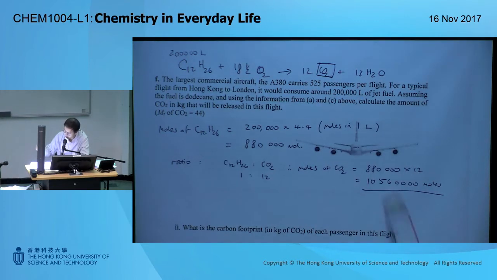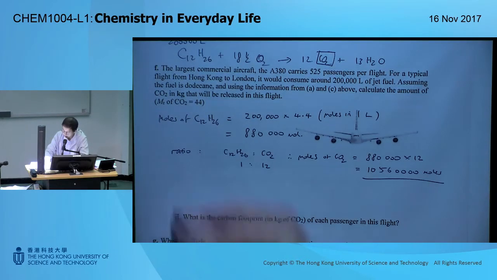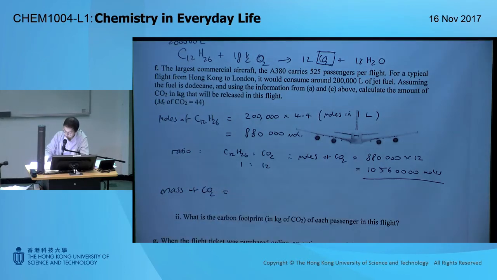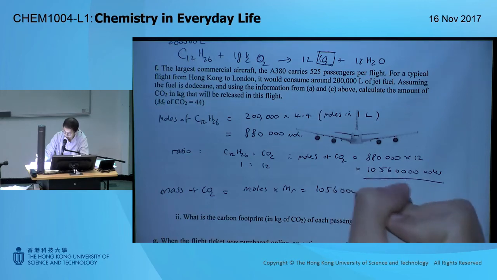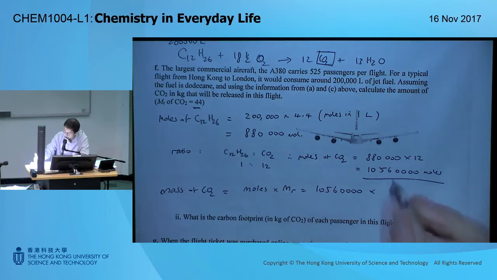We get more than 10 million moles of carbon dioxide. So the mass of this carbon dioxide would be moles times the MR. So moles is very big, this number. MR of carbon dioxide is given to you already in the question to save you time. It's 44.